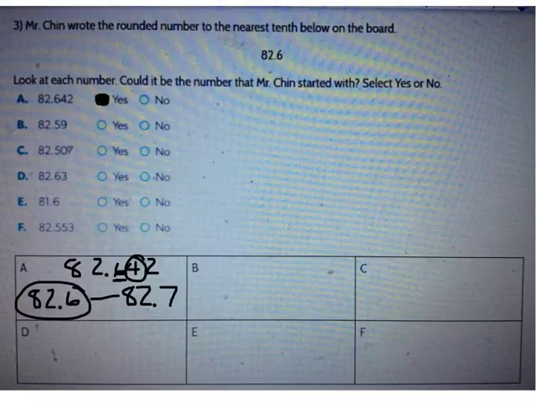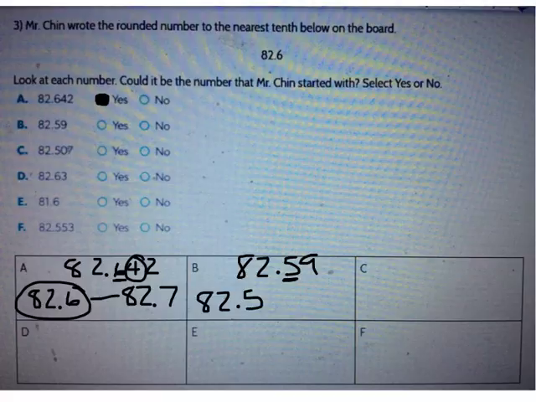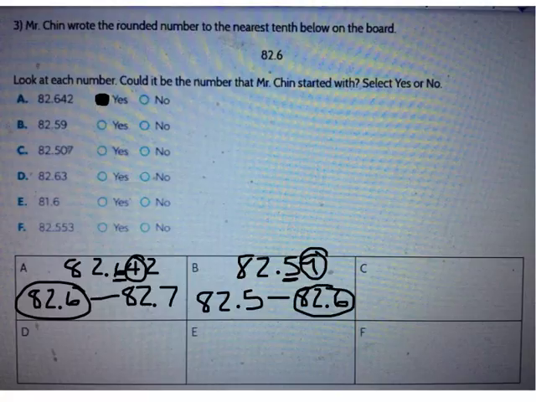Try another. 82 and 59 hundredths. What digit is in the tenths place? 5 is in the tenths place, so this is between 82 and 5/10 and 82 and 6/10. Which way does the 9 tell me to round? It tells me to round to the larger number. So could this have been the original number? Yes.